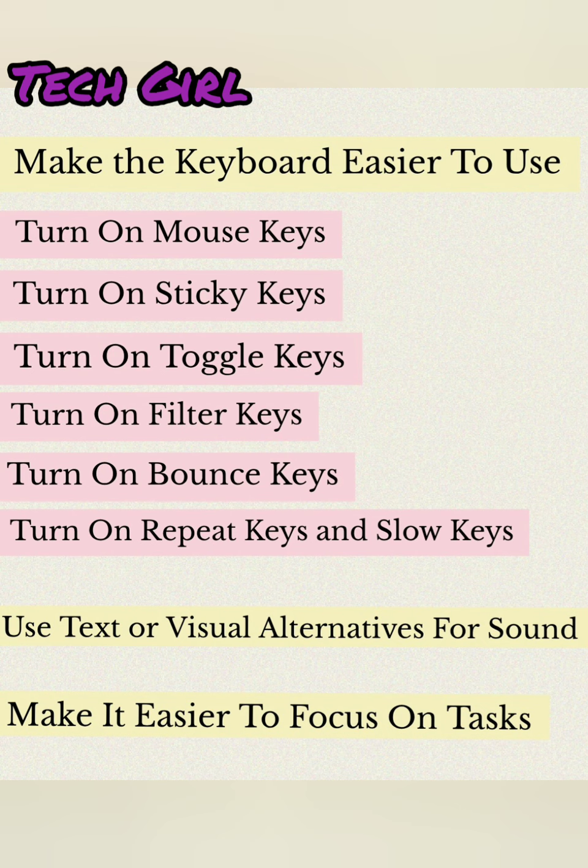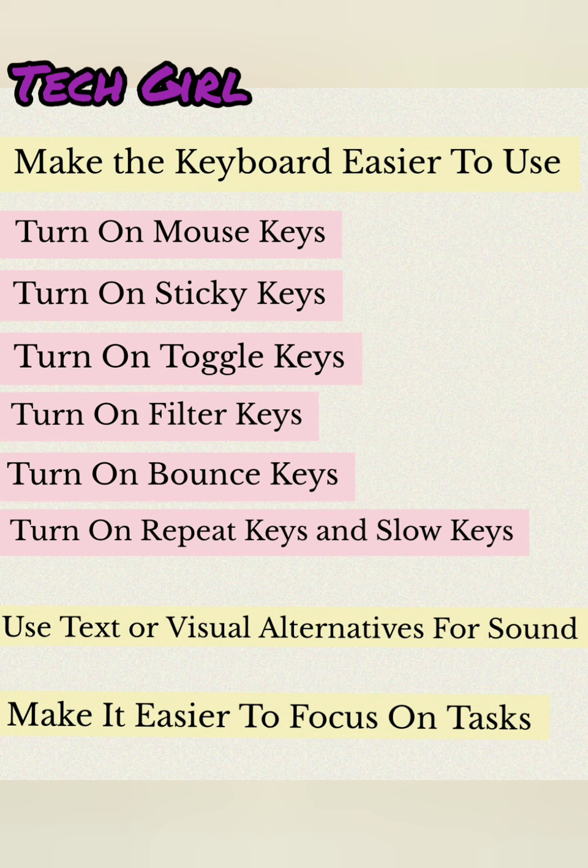And the next is turn on sticky keys. Normally, if we are going to press a shortcut key, then it is mandatory that we have to press two or three keys together. For example, if you are saving a file using a shortcut key, then you have to press Ctrl and S together.